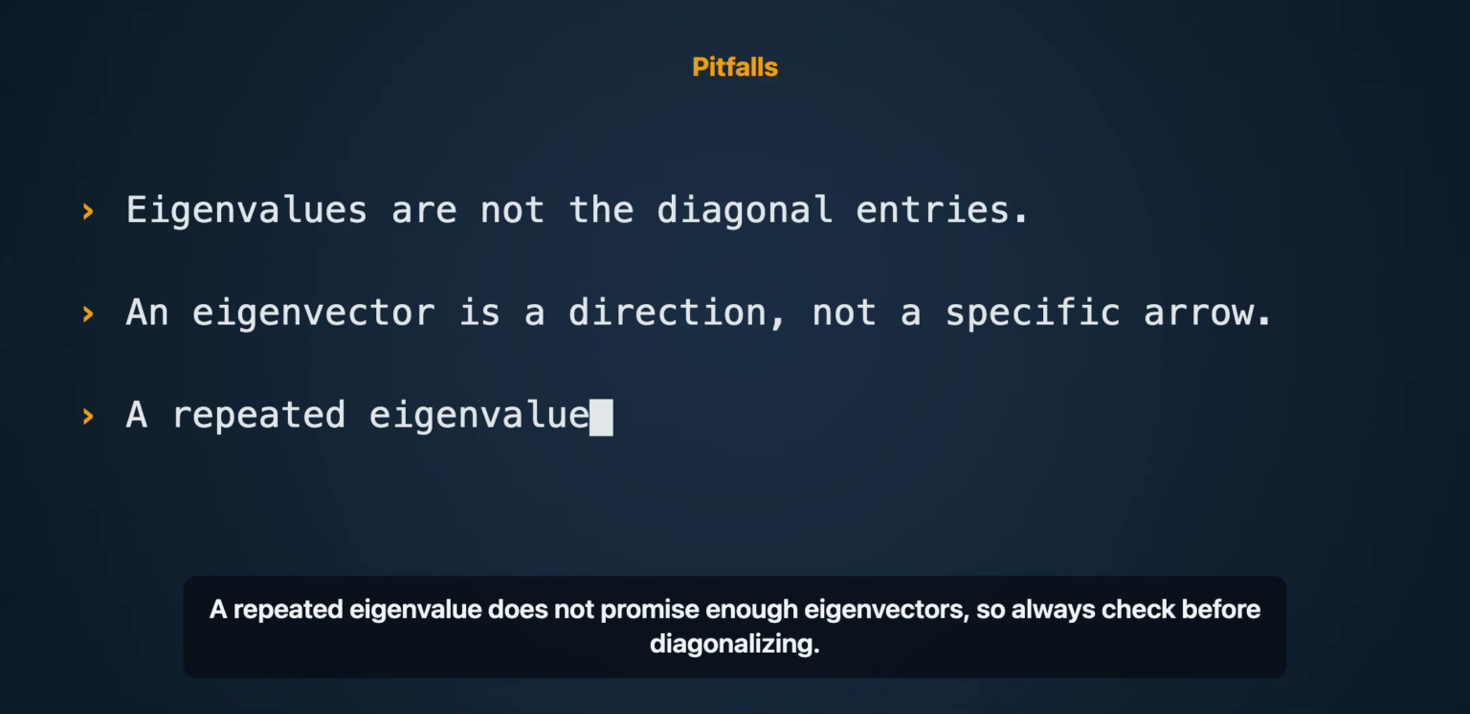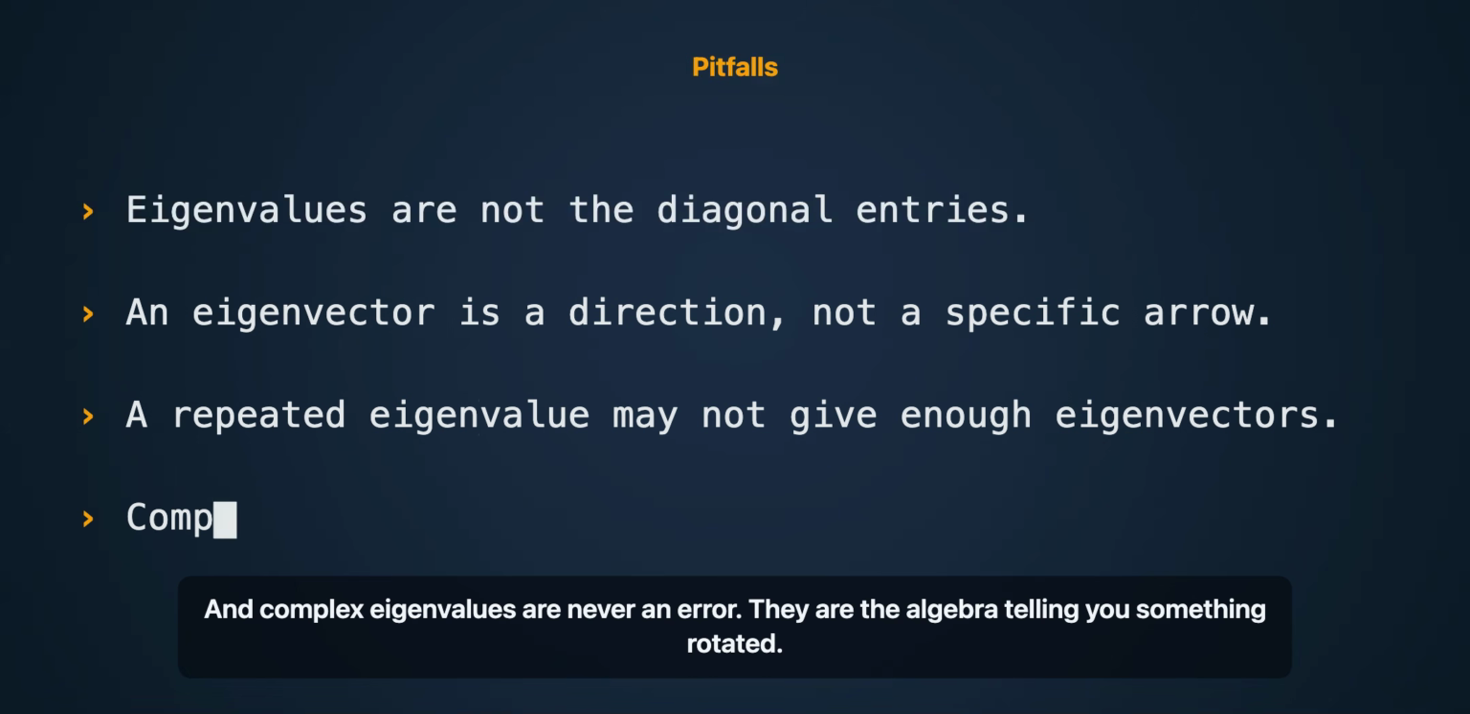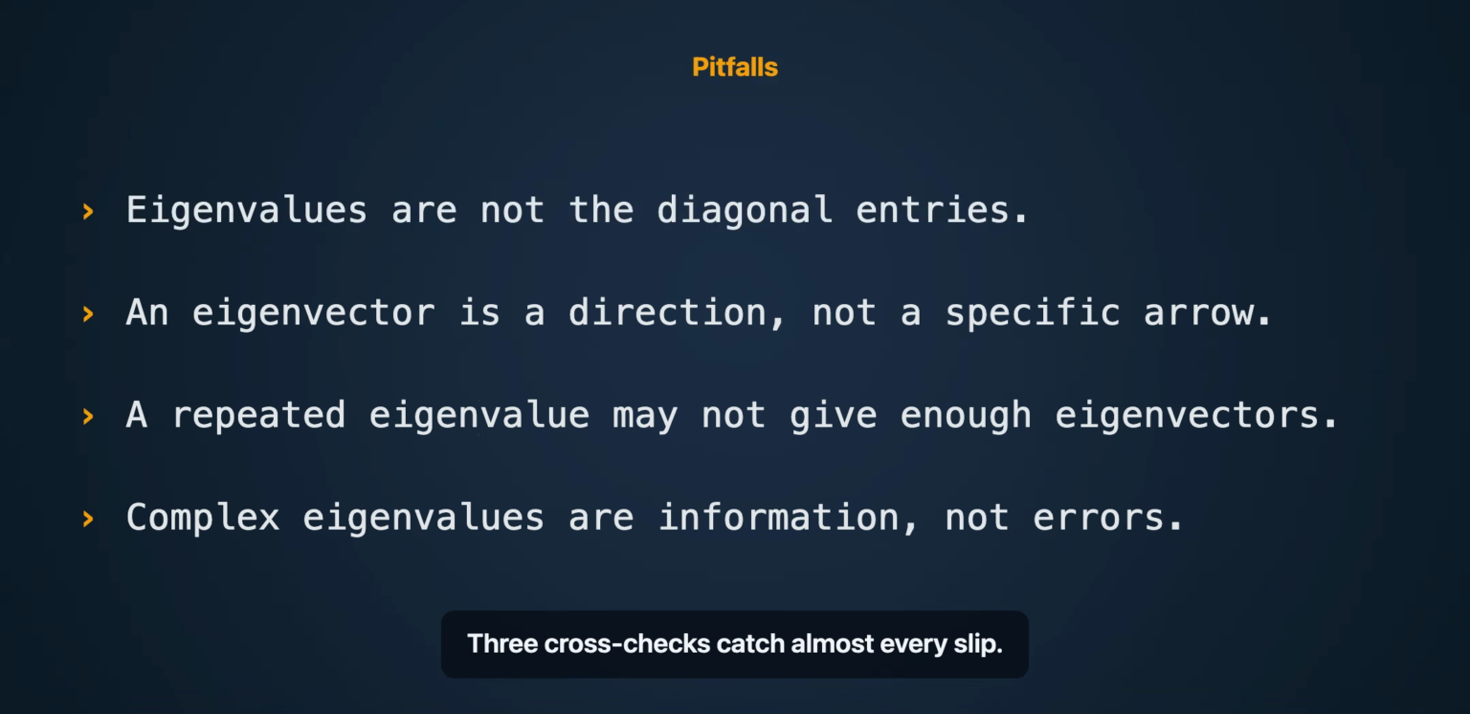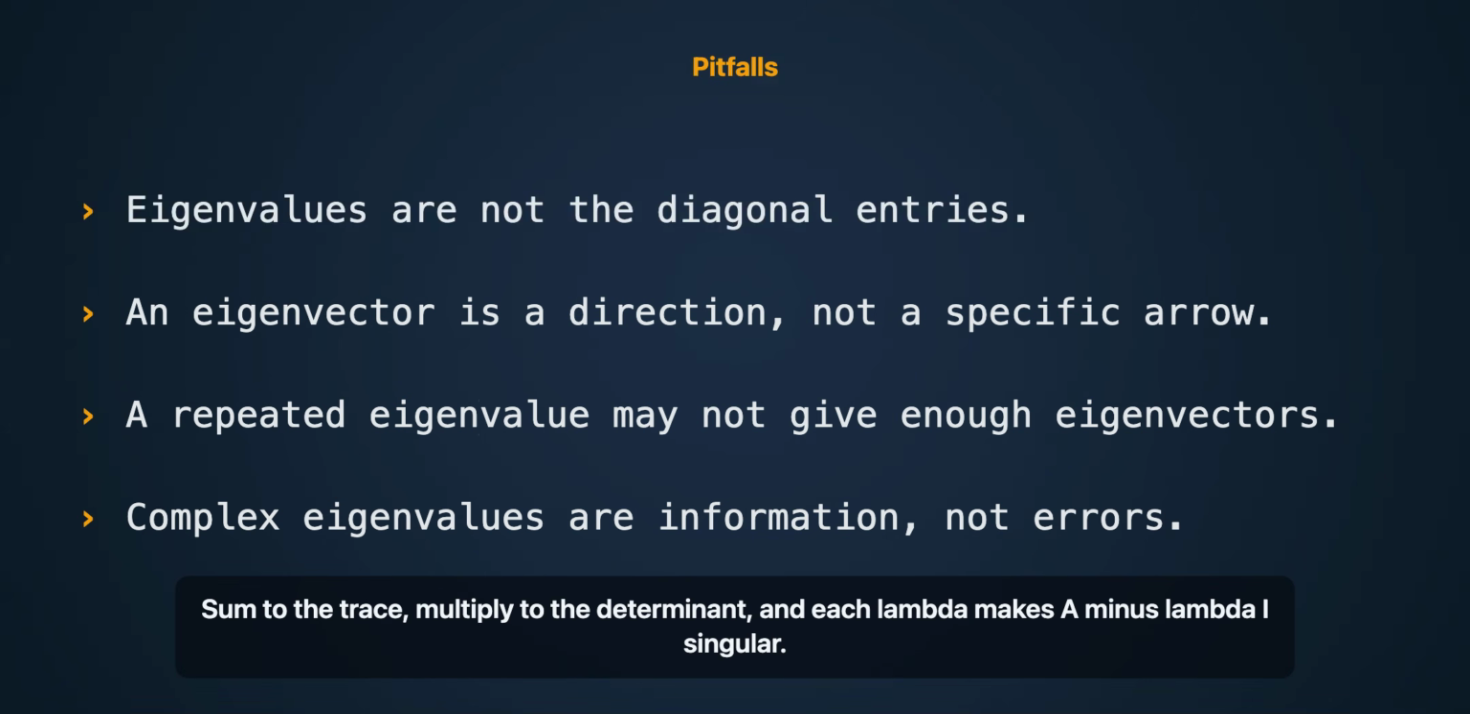A repeated eigenvalue does not promise enough eigenvectors, so always check before diagonalizing. And complex eigenvalues are never an error. They are the algebra telling you something rotated. 3 cross-checks catch almost every slip. Sum to the trace, multiply to the determinant, and each lambda makes A minus lambda I singular.